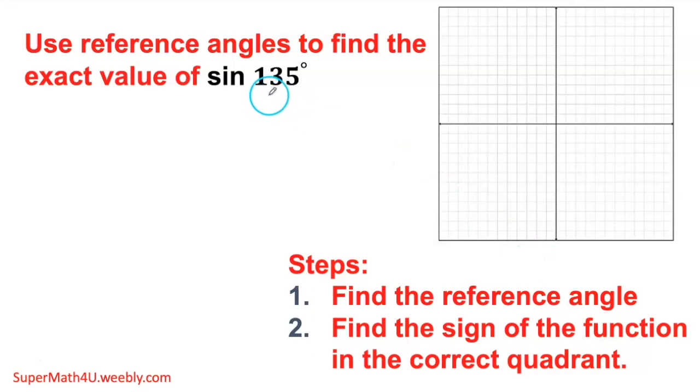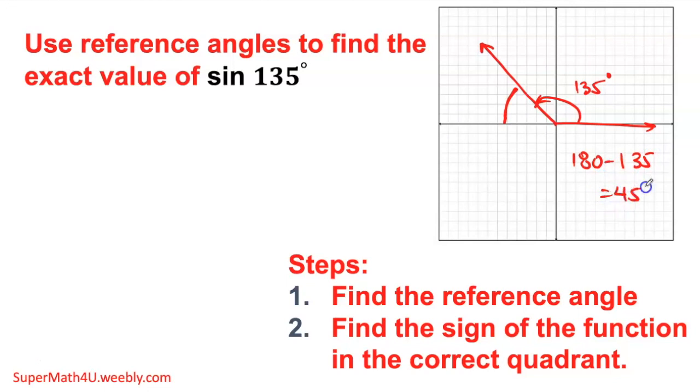So 135 is greater than 90, less than 180, so we're going to have something like this. And that's going to be 135 degrees. My reference angle is whatever is missing to get to 180. So 180 minus 135 is 45 degrees. So that's my theta prime that I've been calling it, right? So that's my reference angle.